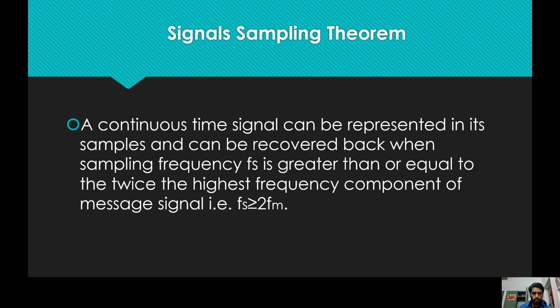Now, what is the signal sampling theorem? A continuous time signal can be represented in its samples and can be recovered back when the sampling frequency is greater than or equal to twice the highest frequency component of the message signal, right? That is, the sampling frequency fs should be greater than or equal to twice the highest frequency component of the signal.